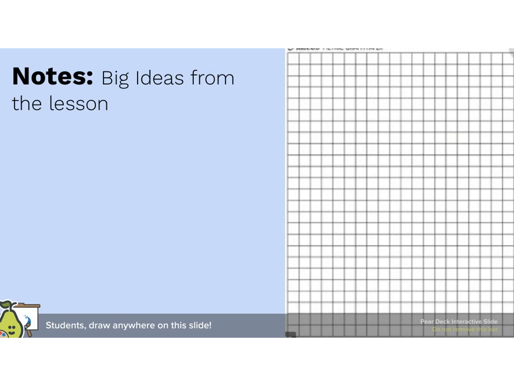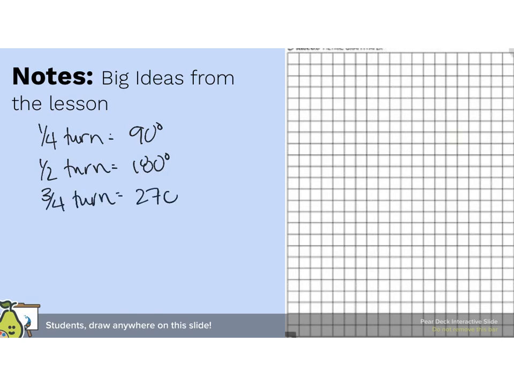Okay, our note slide. This is the slide for you to write down the big ideas from this lesson. So for me, the big ideas that I learned are that a 1/4 turn is 90 degrees. A half turn is 180 degrees. A 3/4 turn is 270 degrees. Another big idea for me is that after 180 degrees, the shape will be upside down.